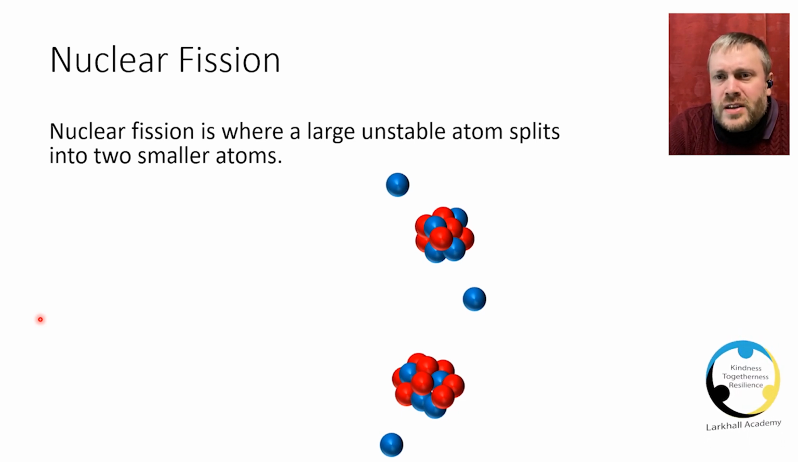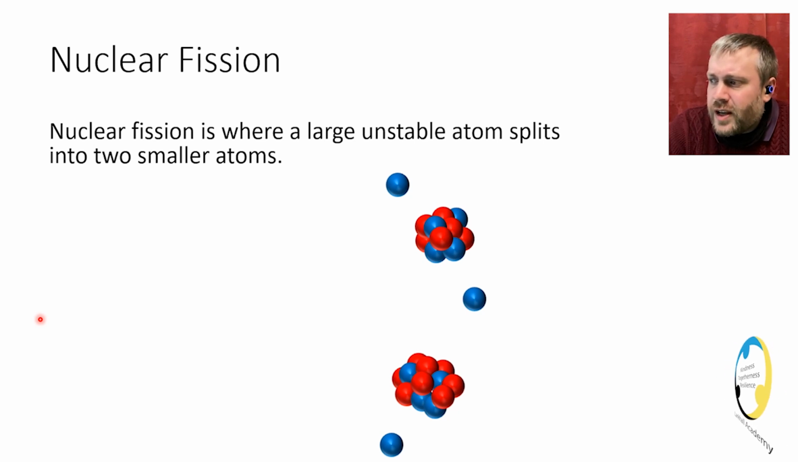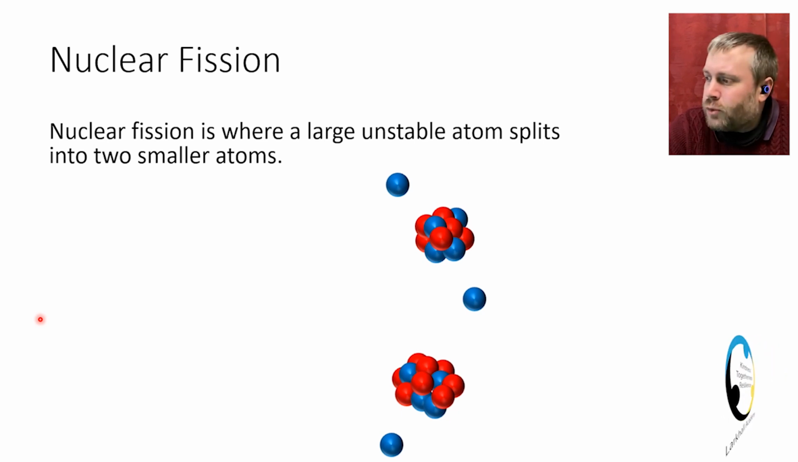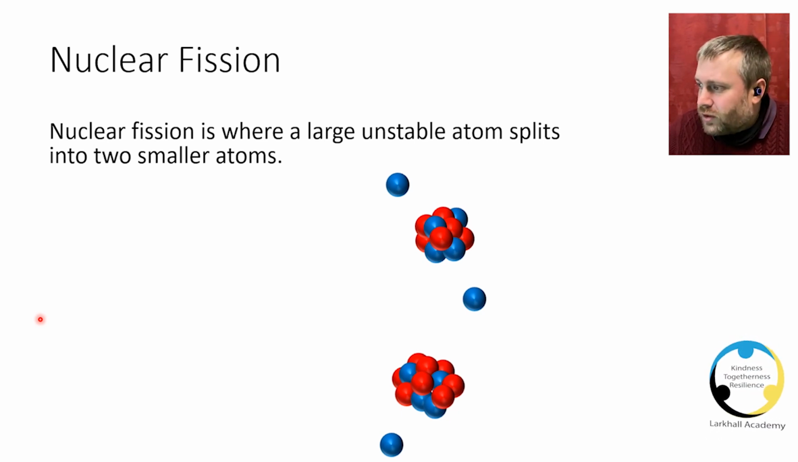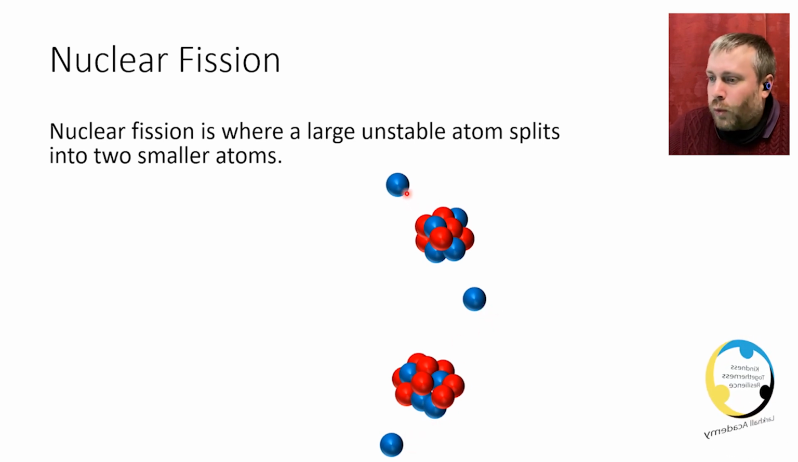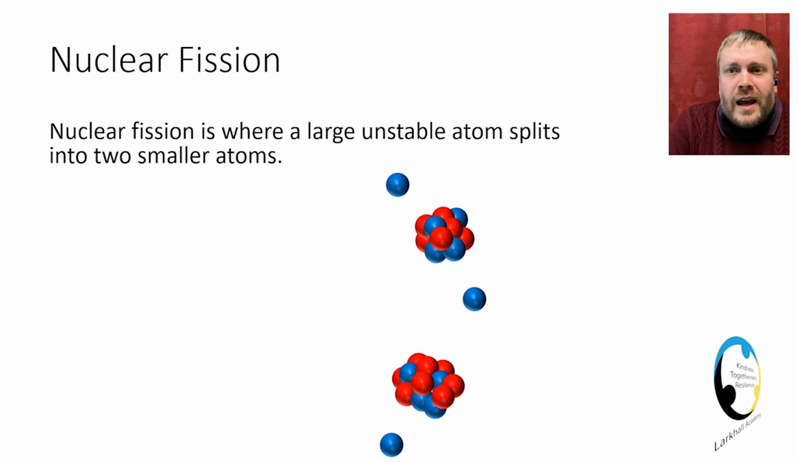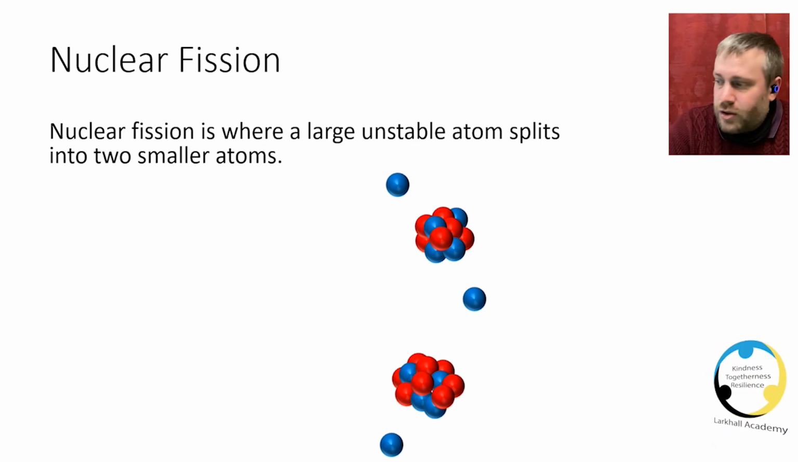We use these, and it's actually nuclear fission that we use in nuclear reactors. What they do is they have what are called control rods, and you may have heard of them before. What the control rods do is they absorb some of these neutrons that are emitted here. So it would maybe absorb 2 of these, and you'd be left with 1 which is able to go and interact with another atom, and you're able to control your reaction that way.